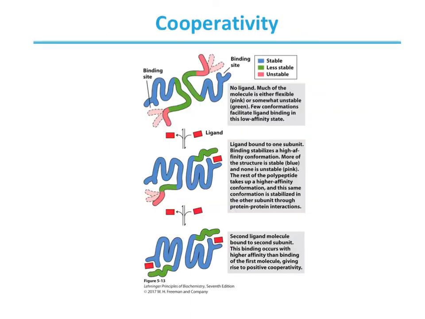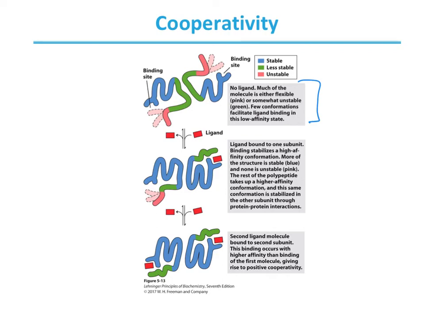So here is a picture of what that would look like. So first you have no ligand. Much of the molecule is either flexible or somewhat unstable. Then you have ligand binding to one of the subunits. This binding stabilizes a high affinity conformation, and more of the structure is stable and none is unstable.